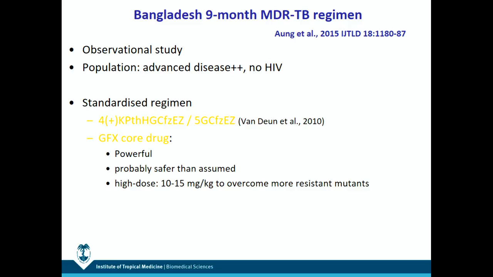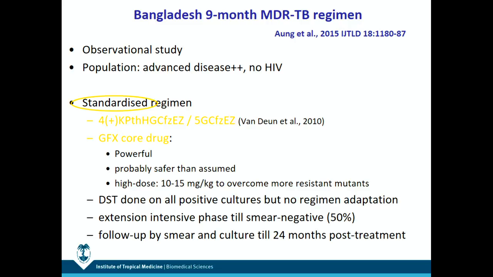So the patients were given a high dose. It's very important to know that it was high dose gatifloxacin treatment. And why was that? To overcome more resistance during the treatment. If you already have low-level resistance and you give a high dose, you probably overcome this and avoid more resistance being generated.